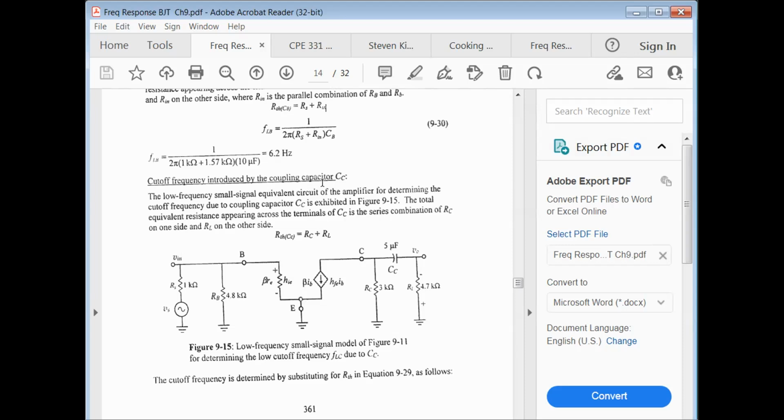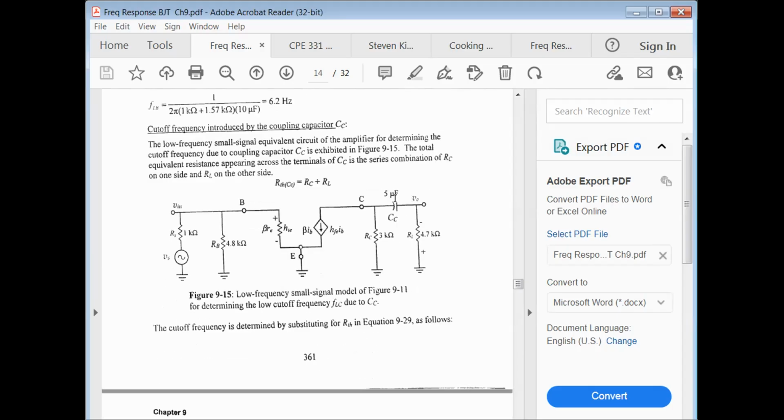Cutoff frequency introduced by the coupling capacitor C sub C. Here you notice in this drawing, only C sub C is in the drawing. C sub B has been shorted, and this C sub E is also not included. And so we find the Thevenin equivalent seen by this capacitor right here. We see between this node and back to here, we see RC plus RL. That's our Thevenin.